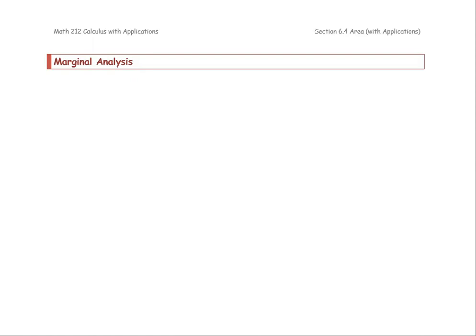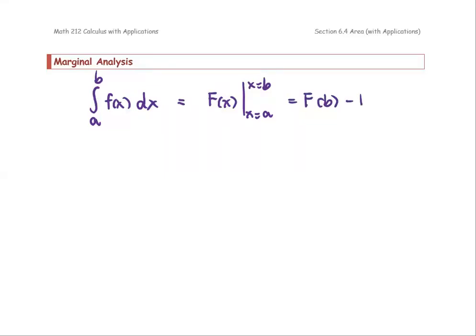The marginal analysis as an application of the definite integration. Recall that the integration of the integrand f of x with respect to x from point A to point B equals the antiderivative evaluated from x equals A to x equals B, which is the same as the antiderivative at B minus the antiderivative at A.